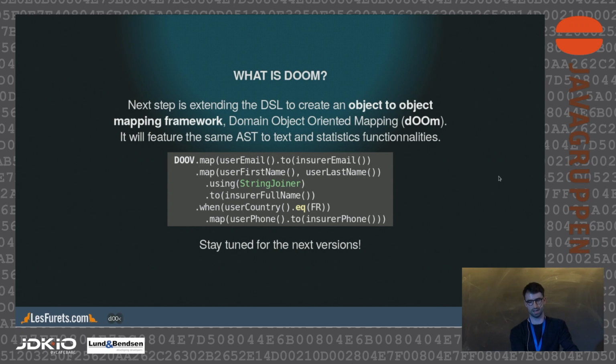So this is the syntax. You see the same elements. User email is a field that you can map to another object, so user email to another domain model called insurer email. And you can see that we actually use dOOv here for some predicates. Here the test is a condition that comes from dOOv. So stay tuned for the next version. It's going to come at some point.